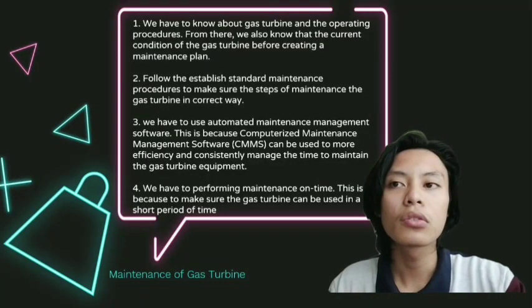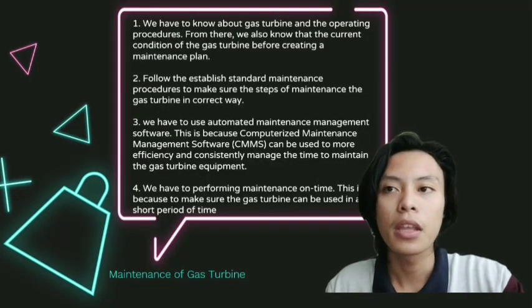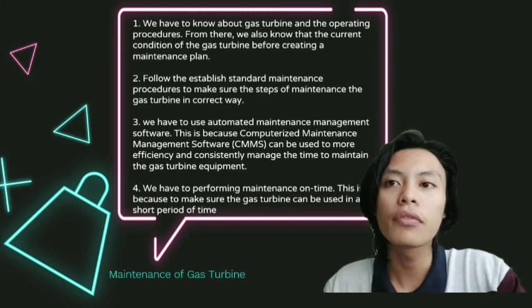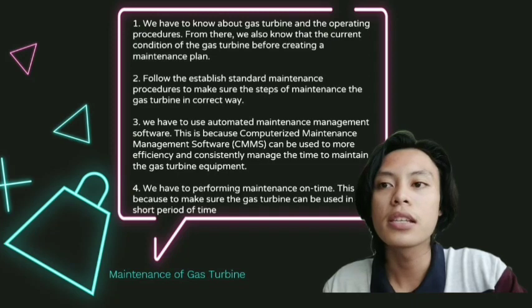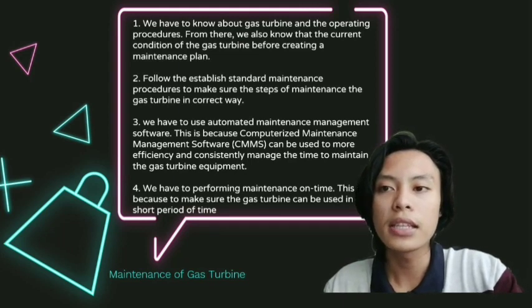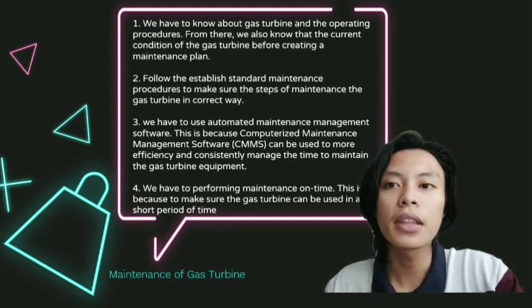Okay, now we will go through the maintenance of gas turbines. At first, we have to know about the gas turbine and the operating procedures. From there, we also know the current condition of the gas turbine before creating a maintenance plan. Second, we have to follow the established standard maintenance procedures to make sure the steps of maintenance are done in the correct way. Third, we have to use automated maintenance management software.